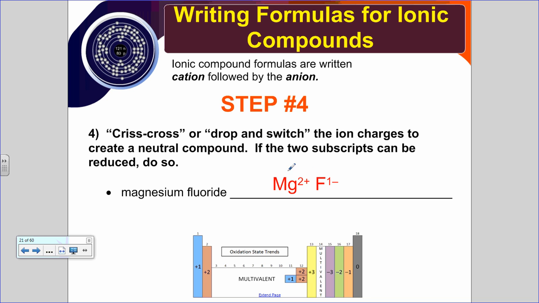Now this is more of a physical method more than understanding, but if you understand that magnesium is giving away 2 electrons, fluorine needs to take only 1, it's going to take 2 fluorine. So the drop and switch simply means you take the number from the charge and you take it to the subscript of the other element, or the opposite element. So if we drop and switch, we get Mg1F2. And then we don't express 1s, and so it's just magnesium fluoride, MgF2.